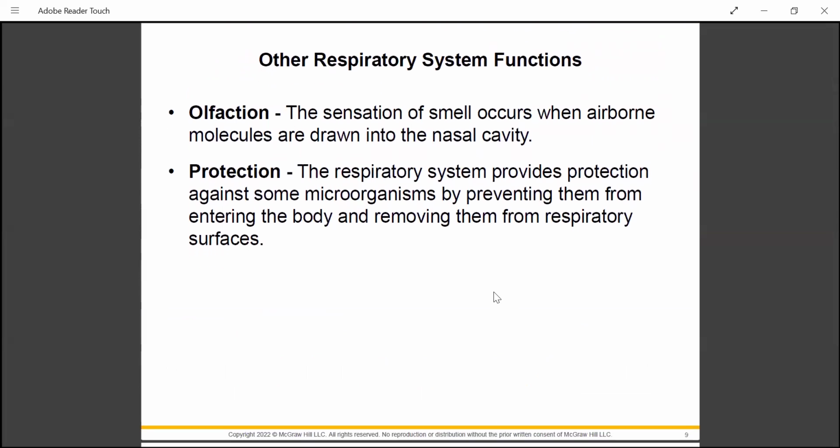A couple other ones: olfaction, the sense of smell. Even though the sense of smell is related to our sense of taste, taste or gustation is not one of our respiratory system functions, just olfaction. And then protection, it's part of our innate immune system. Those mucous membranes and the hair cells that are trying to stop debris are part of our immune system.